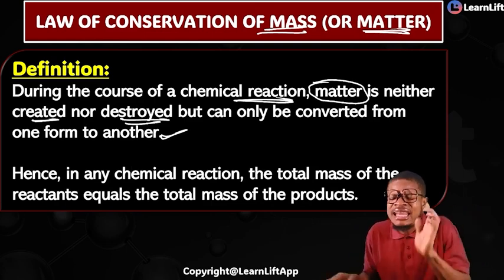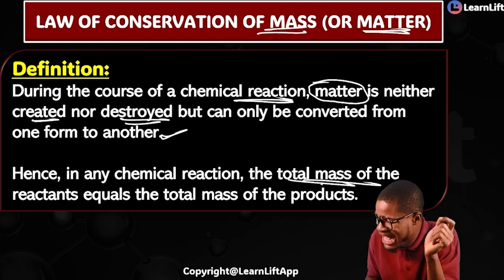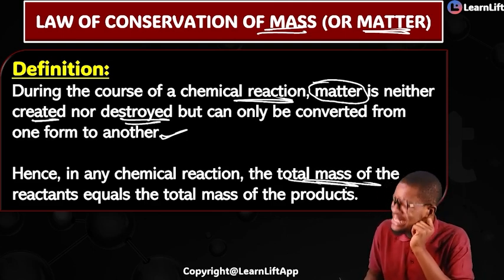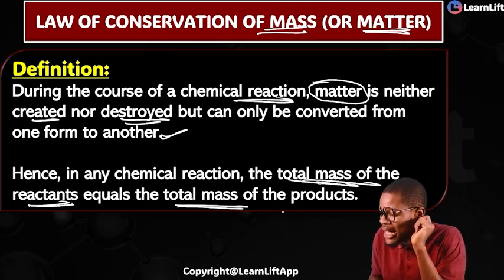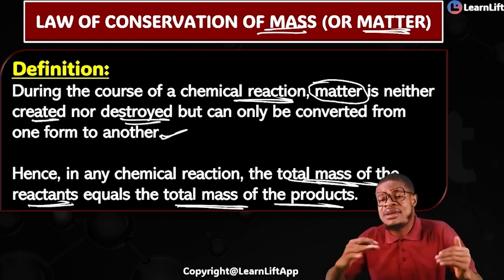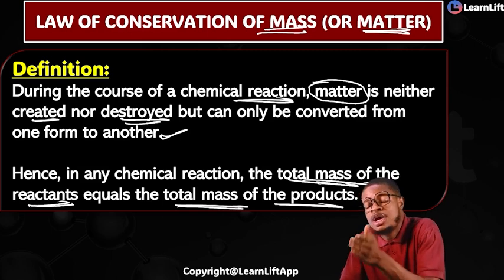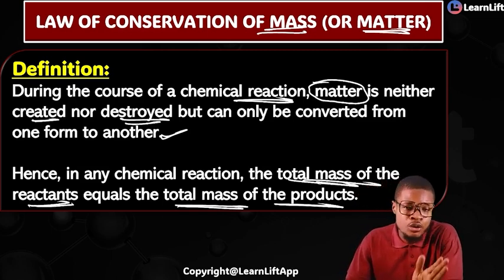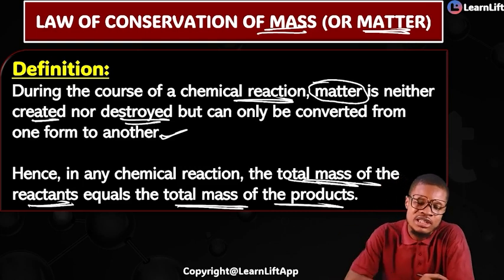Hence, in any chemical reaction, what it signifies is that the total mass of the reactants equals the total mass of the products. In other words, in any chemical reaction at all that you are given, the total mass of the reactants is equal to the total mass of the what? Product, according to the law of conservation of mass or the law of conservation of what? Matter.